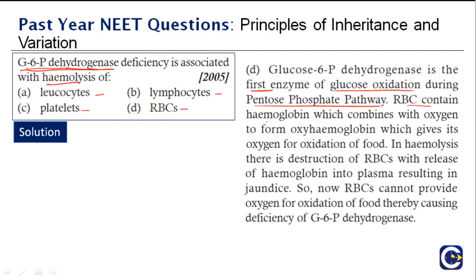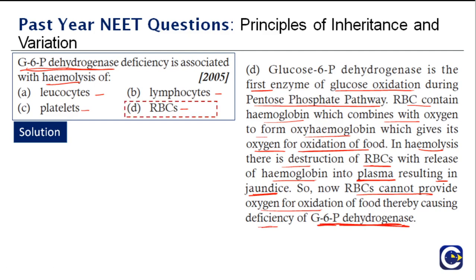RBCs contain hemoglobin, which combines with oxygen to form oxyhemoglobin, which gives its oxygen for oxidation of food. So hemoglobin helps in the movement of oxygen. In hemolysis, there is destruction of RBCs with release of hemoglobin into plasma, resulting in jaundice. So now RBCs cannot provide oxygen for oxidation of food, thereby causing deficiency of glucose 6-phosphate dehydrogenase. So the deficiency is associated with hemolysis of RBCs, option number D.